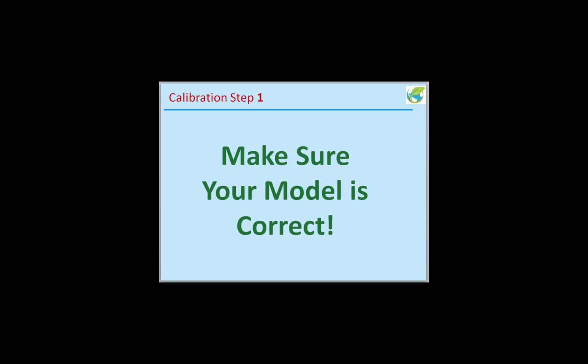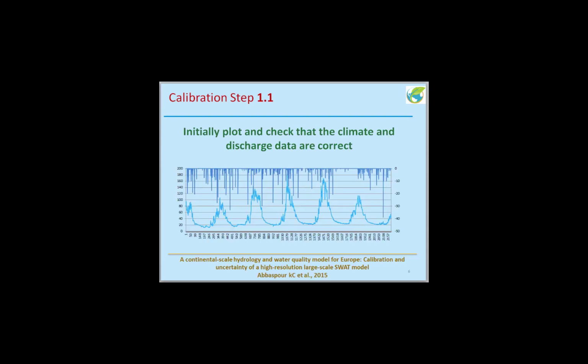The first thing you have to do is to make sure your model is correct. Calibrating a wrong model or an inadequate model is nothing but a headache. And even if you by chance get a good result, it will not be meaningful. So in step 1.1, plot and check if the climate and discharge data make sense. There are always a few different databases to choose from. Make sure that you're using the best ones. Please see the paper below for a discussion on this point.